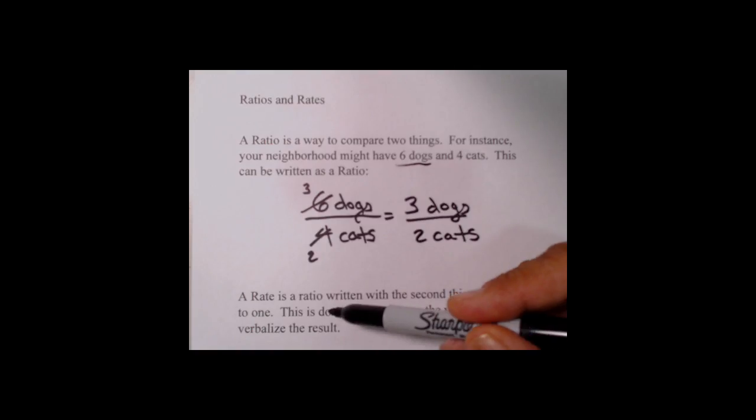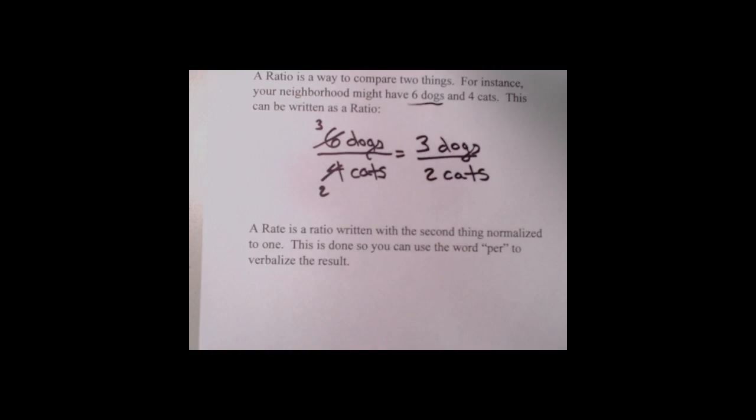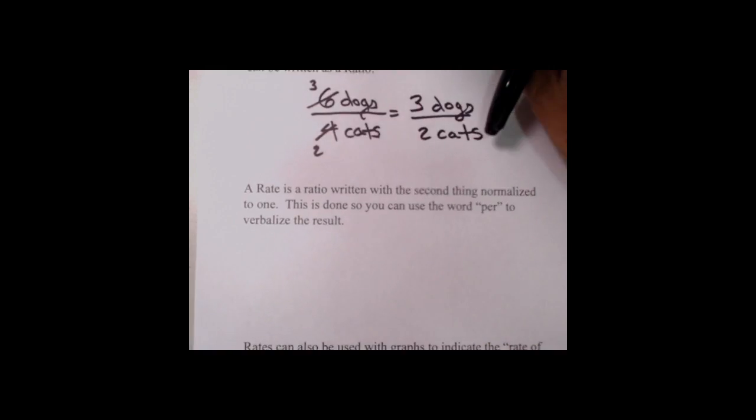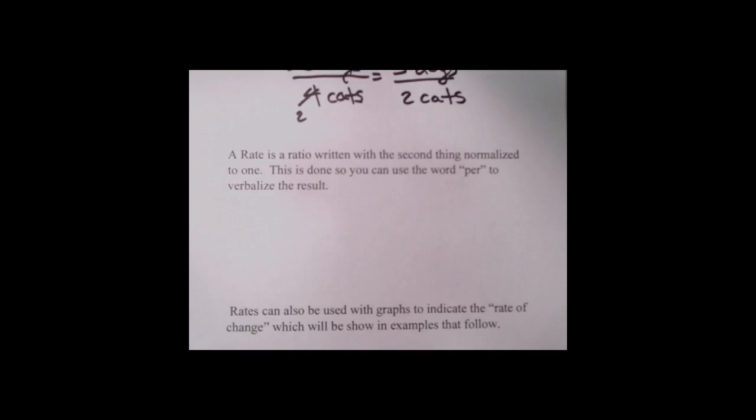A rate takes that ratio one step further. What it does is it writes the bottom as a 1, so you can use the word per. Per refers to per one of the things. So here's what we can do. We've got our 3 dogs and 2 cats, so let's set them up here: 3 dogs and 2 cats.